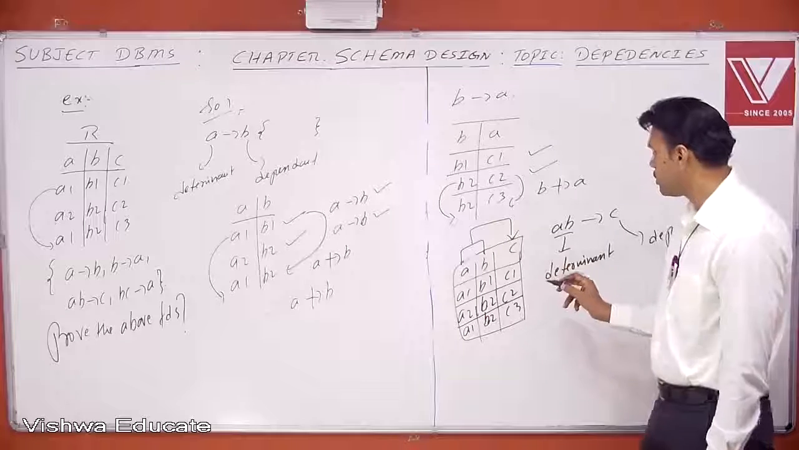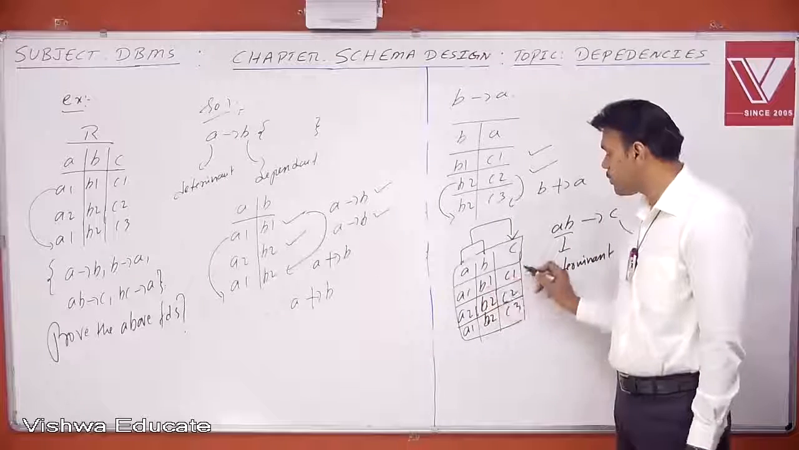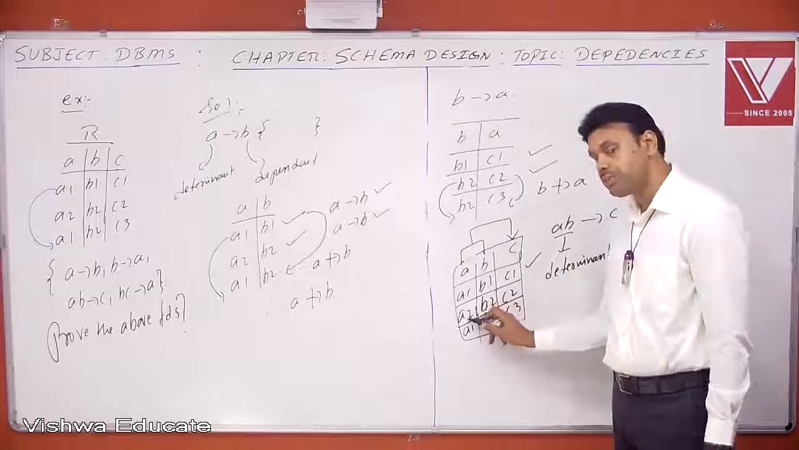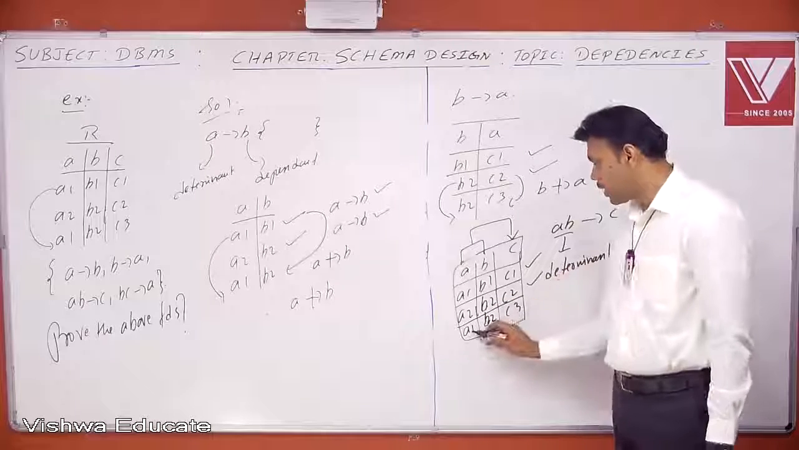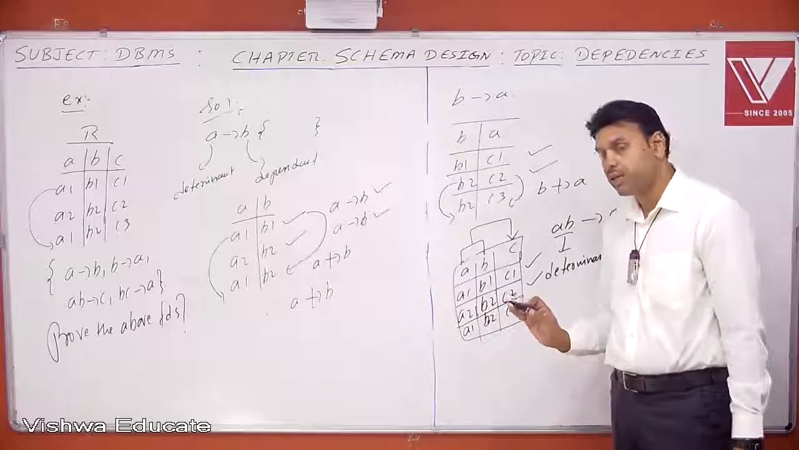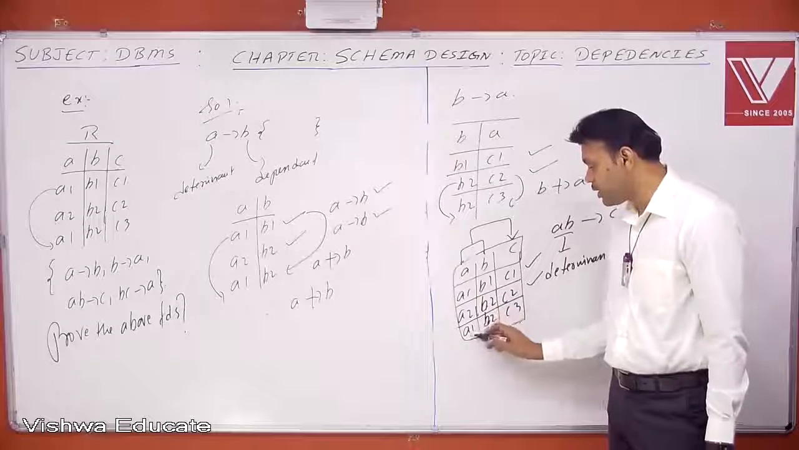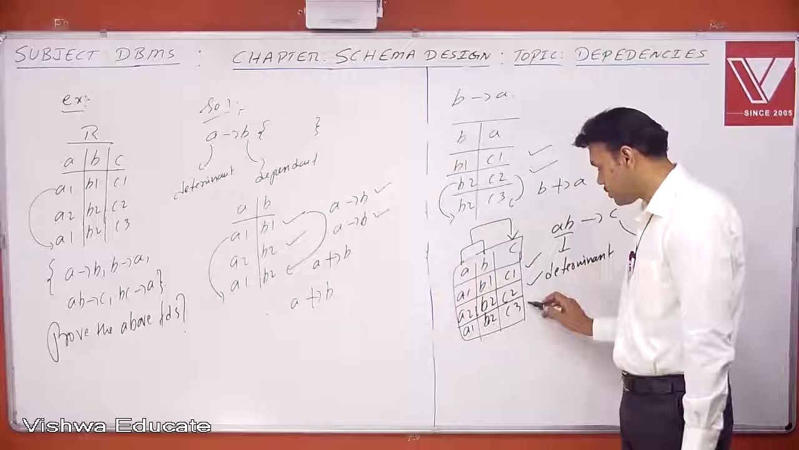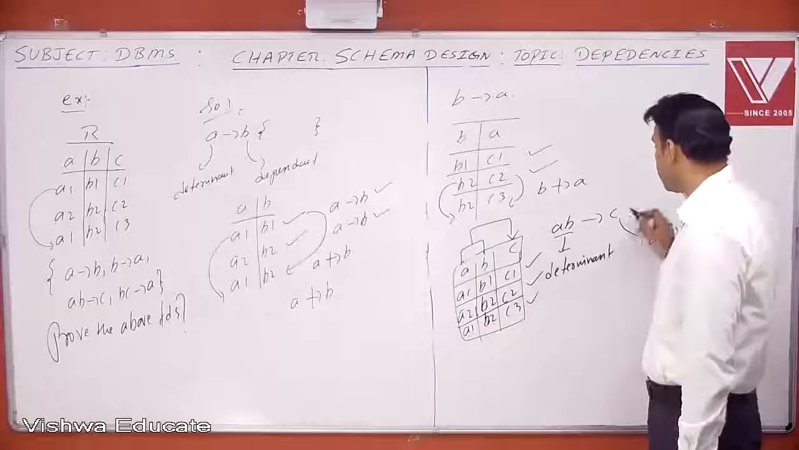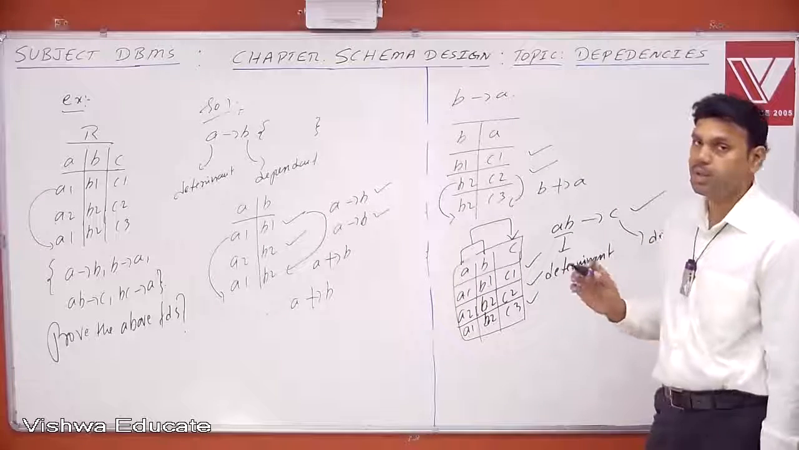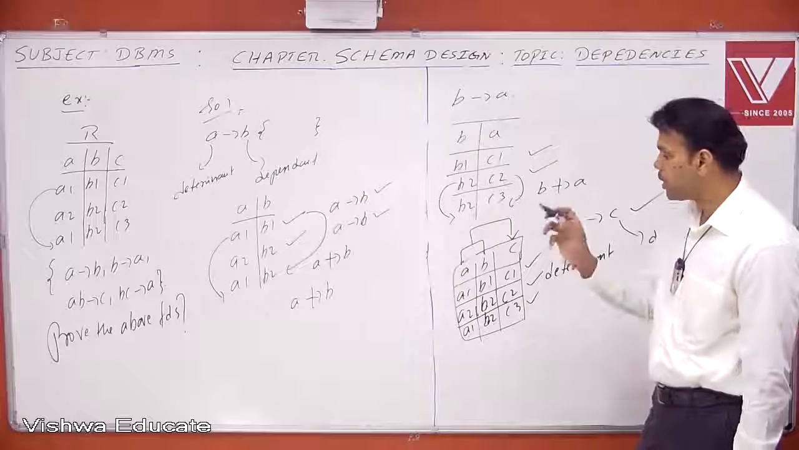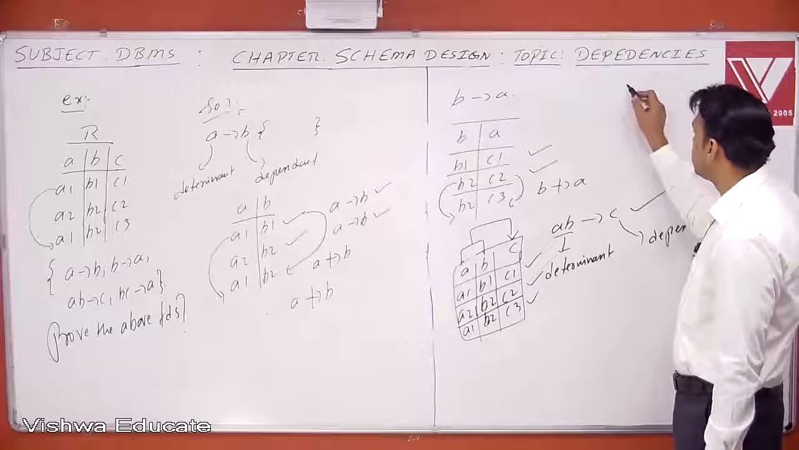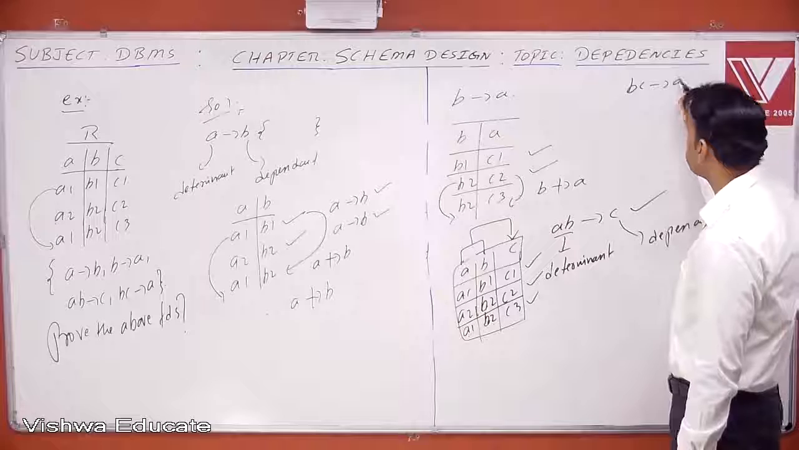Now you decide. A1, B1 is a unique value. A2, B2 is a unique value. A1, B2 is not redundant. It's also unique. Why? There is no A1, B2 combination earlier. So this is also satisfied. Finally, we come to know AB tends to C is satisfied. And what is the next one? BC tends to A.